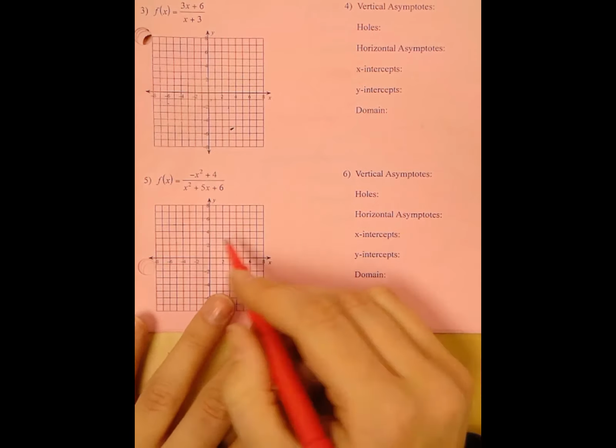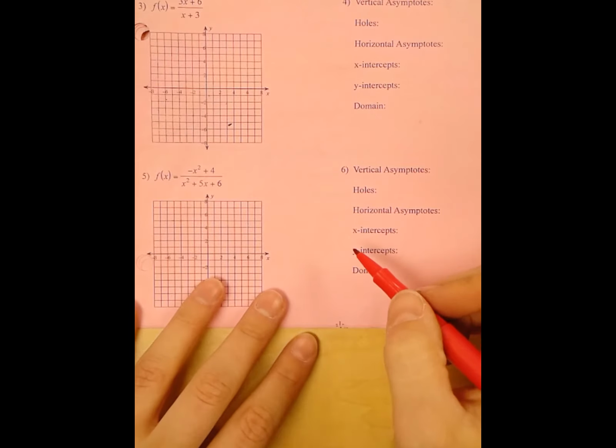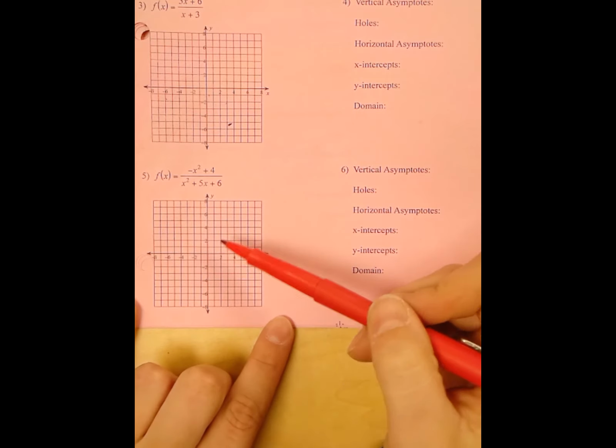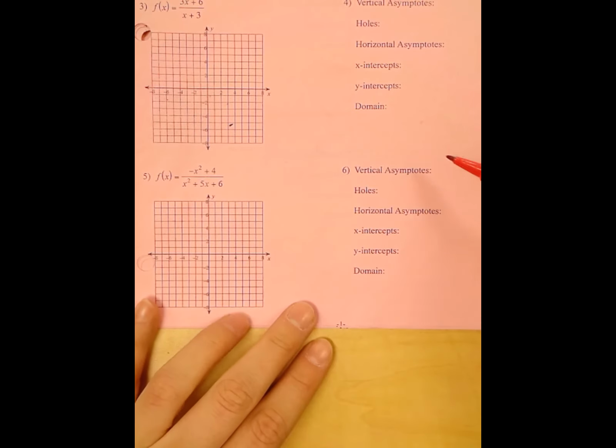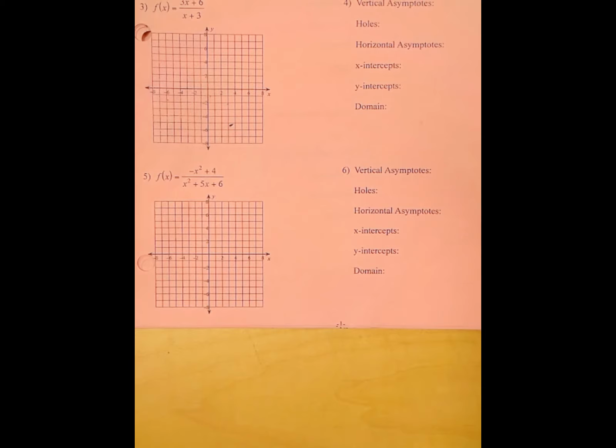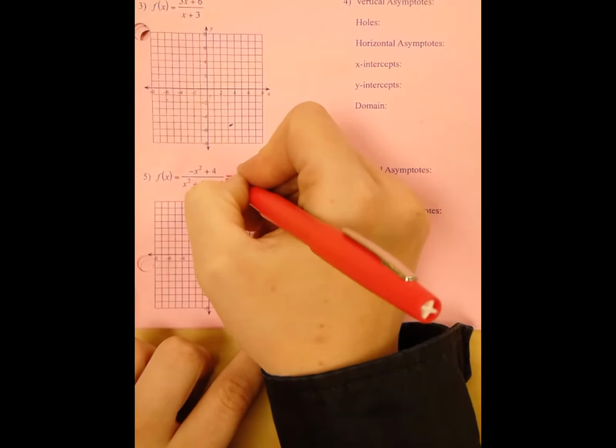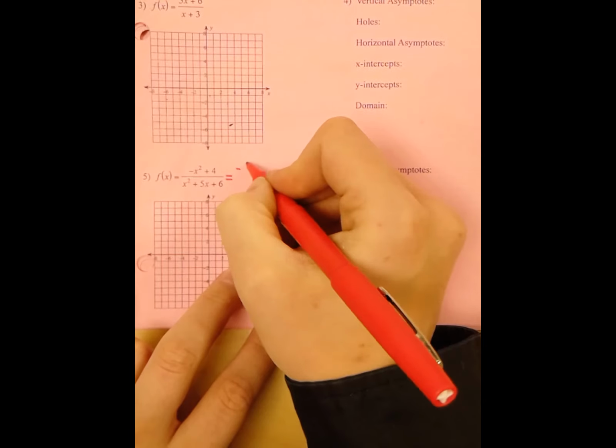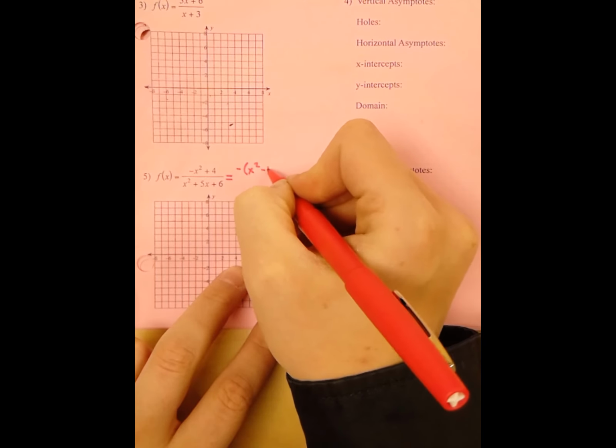Homework 5.2, I'm going to do 5 and 6 on this one. So we need to graph this. In order to graph it, I'm going to find all these things which I had to identify in 5.1 because that helps us graph it. I'm going to start by factoring. I see there's a negative on top here, so I'm going to factor it out.